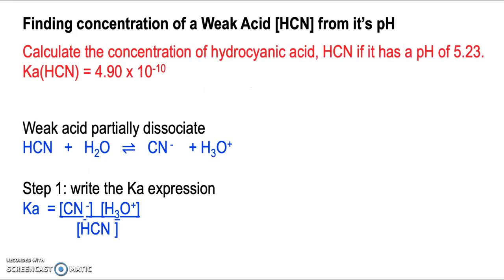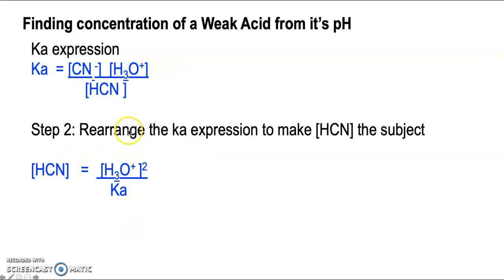Let's do an example. So this question has got hydrocyanic acid with a pH of 5.23, and they've given us our Ka value. So starting off, I would write my weak acid partial dissociation equation and then give myself my Ka expression. From there, we are going to replace the conjugate base with the hydroniums because their concentrations are assumed to be equal. And I've rearranged it so it is now the concentration of the weak acid is the subject, equal to hydronium squared over Ka.